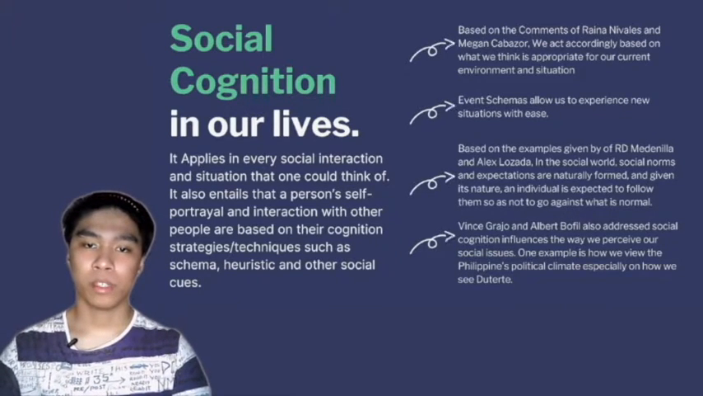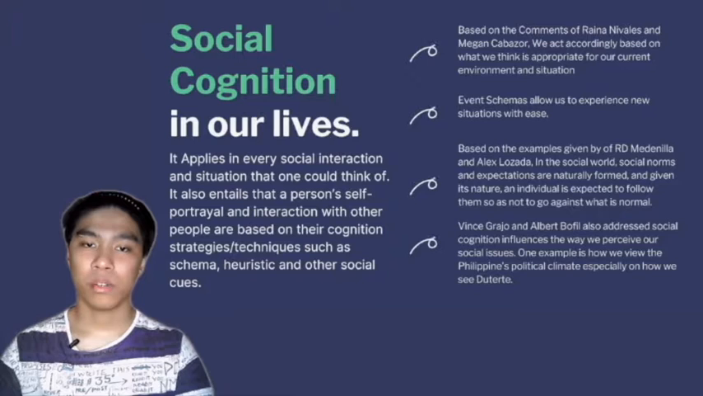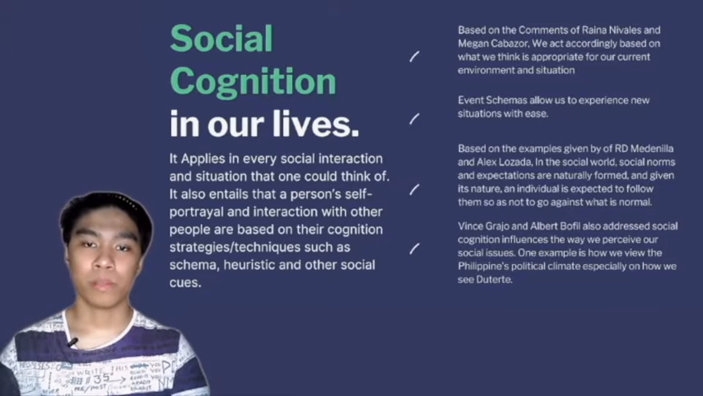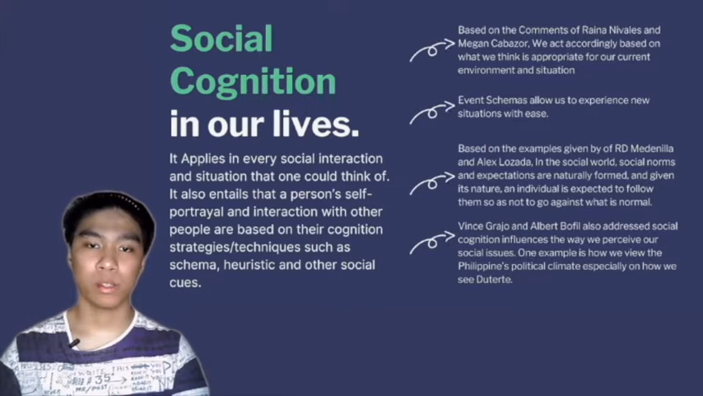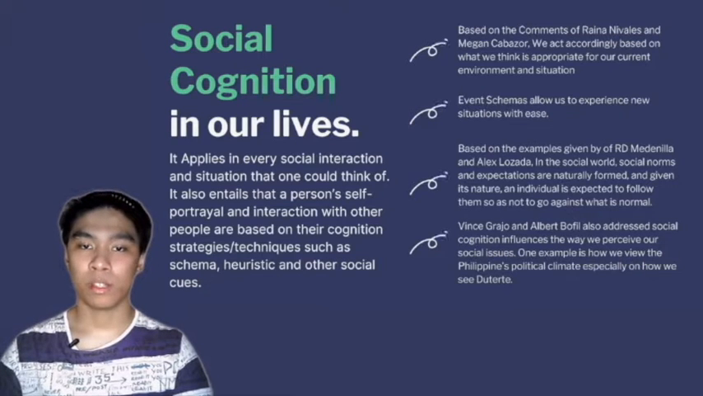Several comments in the discussion mentioned that they are much noisier and goofier when they are with their friends, but they can also be serious and quiet when they are in a situation such as a formal event. In the social world, social norms and expectations are naturally formed, and given its nature, an individual is expected to follow them so as not to go against what is normal. An example is knowing when and when not to speak.